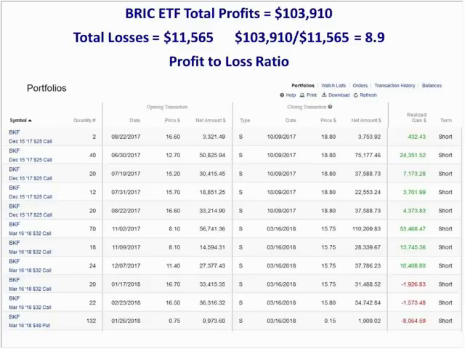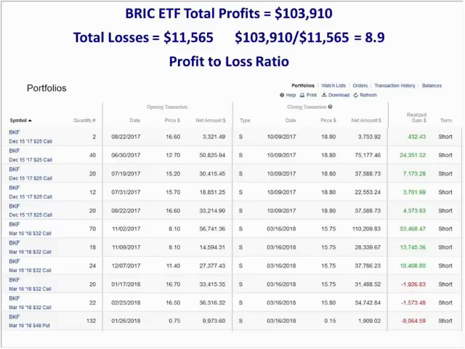Here's a snapshot of some recent closed trade results for the BRIC ETF. The symbol is BKF. That's Brazil, Russia, India, and China. And what I did is I went into my online brokerage account and downloaded the closed trades I had for BKF. And this column here lists the profits and losses for each trade. So the green, of course, is the profit. The red is the loss right here.